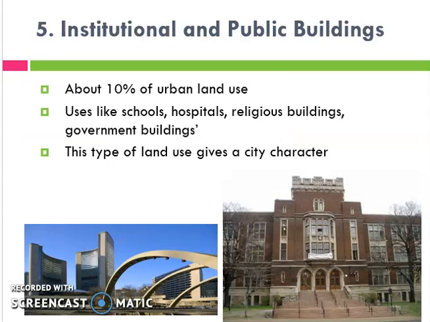Okay, so the next one is institutional and public buildings. So about 10% of urban land use is institutional and public buildings. So things like schools, hospitals, churches, government buildings. This type of land gives the city a character. Okay, pause the video and jot down those points in your graphic organizer.